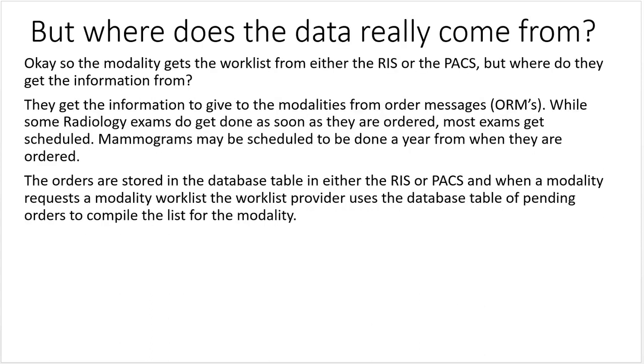Where does the data really come from? Okay, so the modality gets the worklist from either the RIS or the PACS. But where do they get the information from? They get the information to give to the modalities from order messages, ORMs. While some radiology exams do get done as soon as they are ordered, most exams get scheduled. Mammograms may be scheduled to be done a year from when they are ordered. The orders are stored in the database table in either the RIS or PACS, and when a modality requests a modality worklist, the worklist provider uses the database table of pending orders to compile the list for the modality.